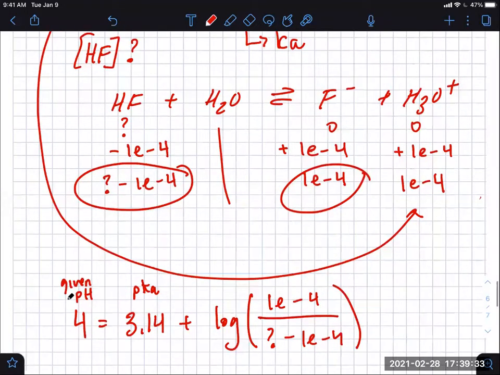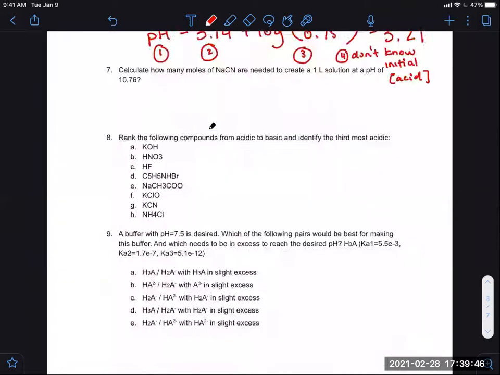Yeah, and you can put in here moles, you can put molarity. It doesn't matter because it's ratio based, and so you'll get the same answer. Okay, just wanted to clarify that. Any questions? And I'm going to move on to the next problem otherwise.